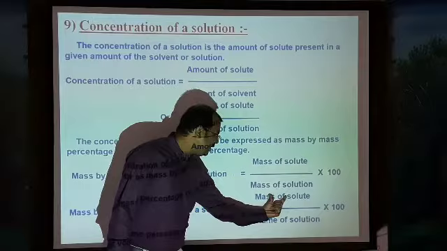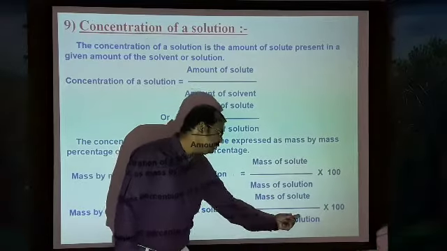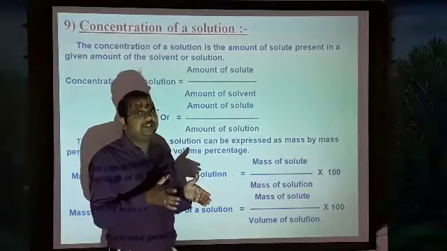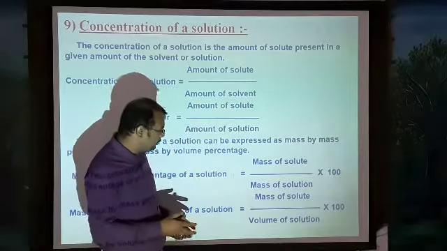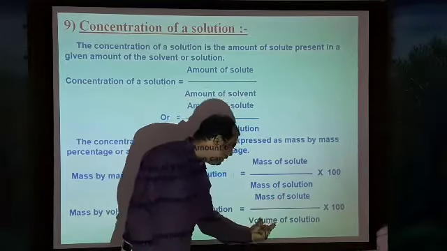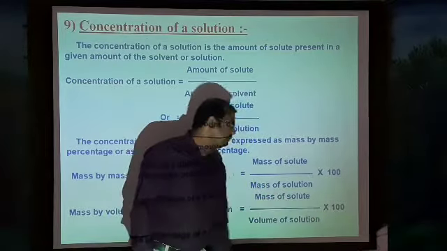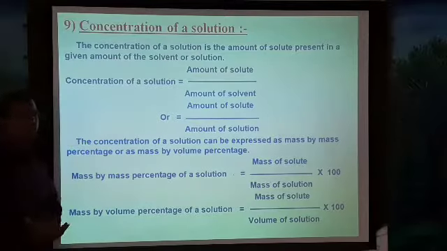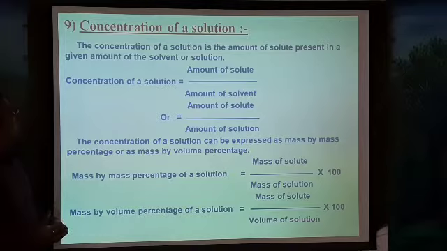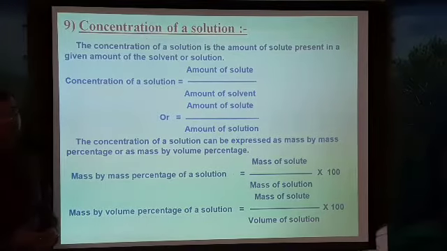Then mass by volume percentage of solution. Same, mass of solute divided by volume of solution. Volume means the space inside the container, how much it can hold. So it is the mass of solute divided by the volume of solution, multiplied by 100. When you multiply by 100, that gives the percentage. So this is about the concentration of a solution.